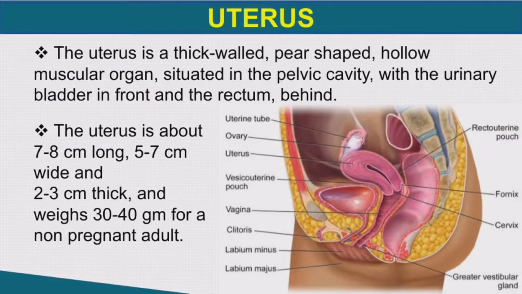Now I explain about uterus. The uterus is a thick-walled, pear-shaped, hollow muscular organ, situated in the pelvic cavity, with the urinary bladder in front and the rectum behind. The uterus is about 7 to 8 centimeters long, 5 to 7 centimeters wide and 2 to 3 centimeters thick, and weighs 30 to 40 grams for a non-pregnant adult.